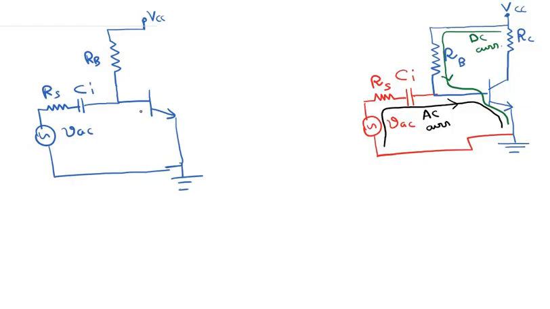Now we have seen that the parameter R pi basically connects the small increase in base current to the small increase in the base voltage. So as far as the AC signal is concerned, this base to emitter junction is basically a resistance R pi. So this is the small signal base resistance.